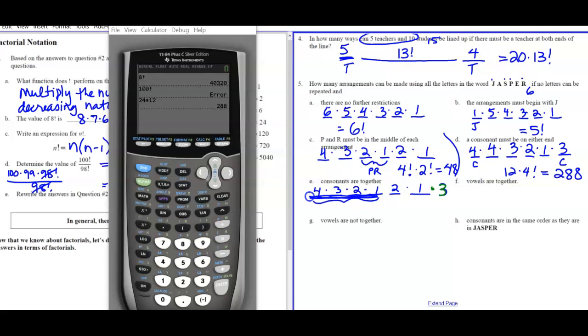Okay, there's the 6 letters, but now this group could be here, or it could be from here to here, or it could be from here to here. There's 3 ways of putting that grouping of consonants. So that's going to be 4 factorial times 3 factorial. So 6 times 24. Okay, so that's if you're grouping things together. You find the arrangements of those objects in your group, and then how many ways you can arrange that in the whole thing.